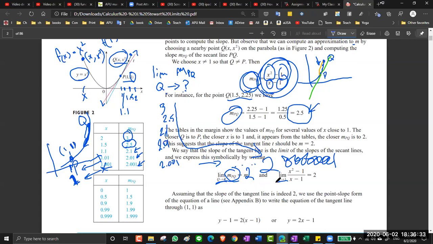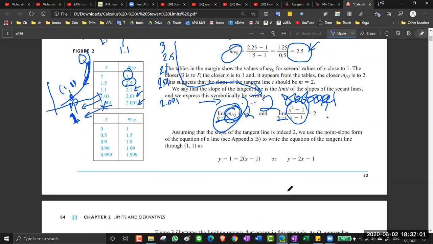So we said this is maybe equal to 2, and we can rewrite this. Instead of Q gets close to P, we can say x gets close to 1. And instead of saying this thing here, we can say what it's equal to, which is here. So that's what they did here. So we're thinking that it might be 2. Is this clear? Yes.